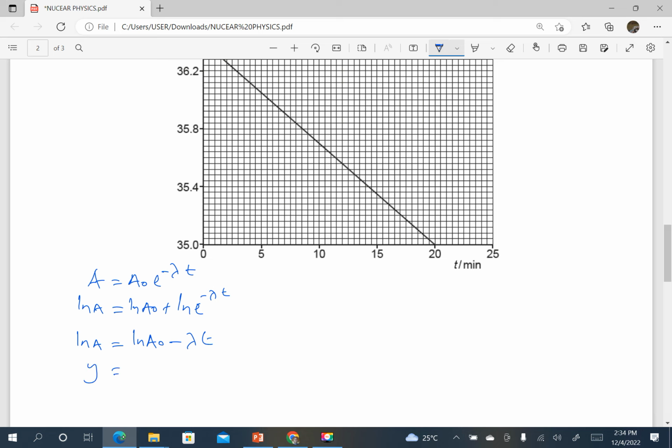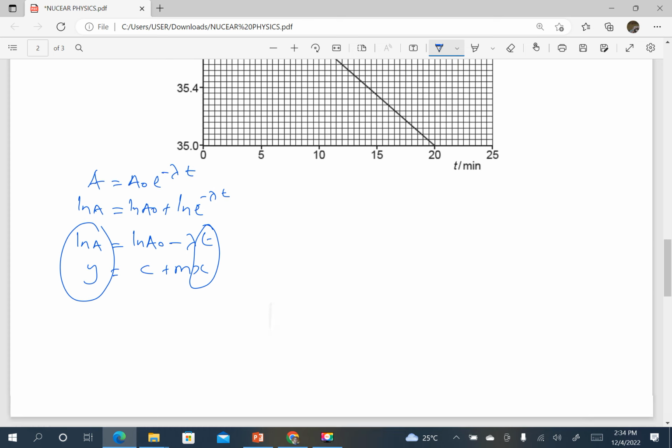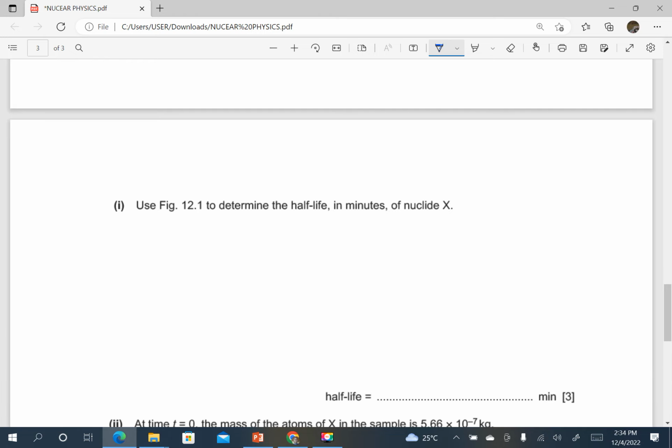Compare with y equals mx plus c. On the y-axis, we have ln of A. On the x-axis, we have t. So you will notice that the gradient of this graph is going to be negative lambda. Let's see the question. The question says use the figure to determine the half-life in minutes of nuclide X.